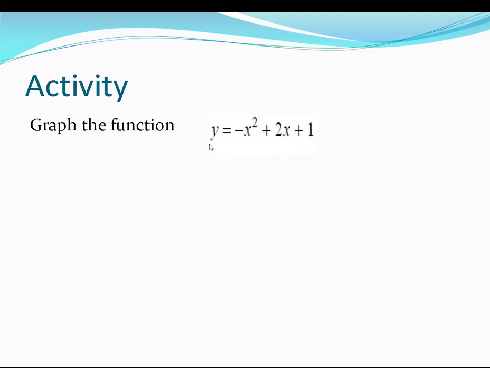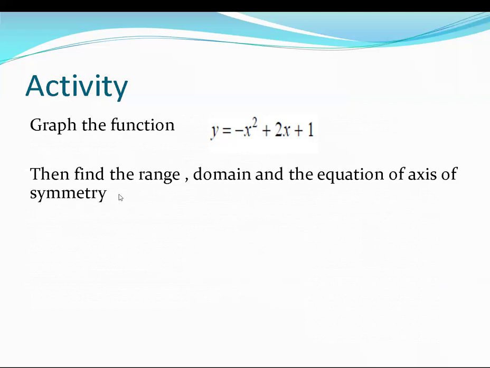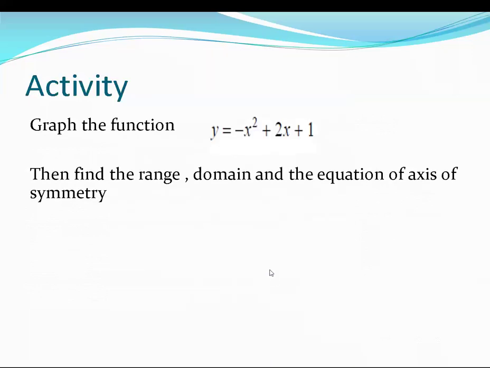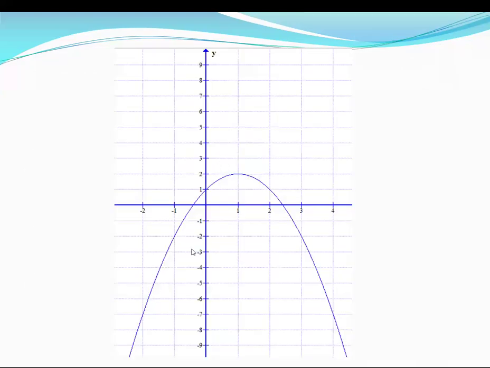Activity. Graph the function y equals negative x squared plus 2x plus 1. Then find the range, domain, and the equation of the axis of symmetry. This graph, the coefficient of x squared is negative. So this graph: domain, real numbers, but range from 2 to negative infinity.